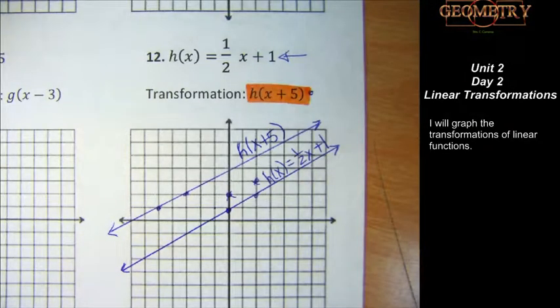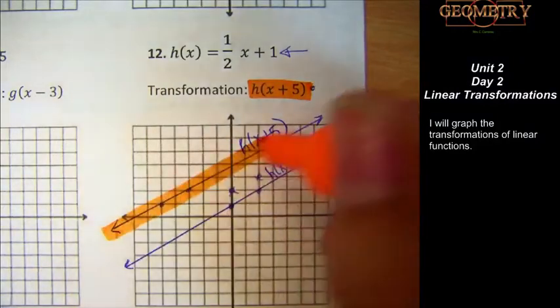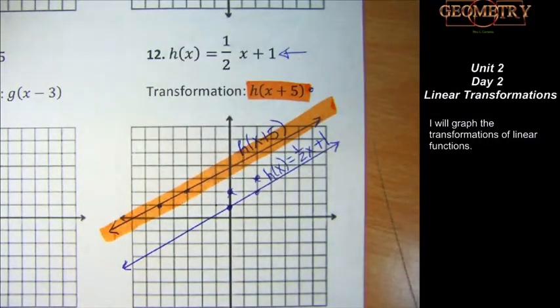And then I'm going to take the highlighter that I used to show that it was the transformation, and I'm going to highlight that line to make it really different from the original. And that's it. That's all you do.